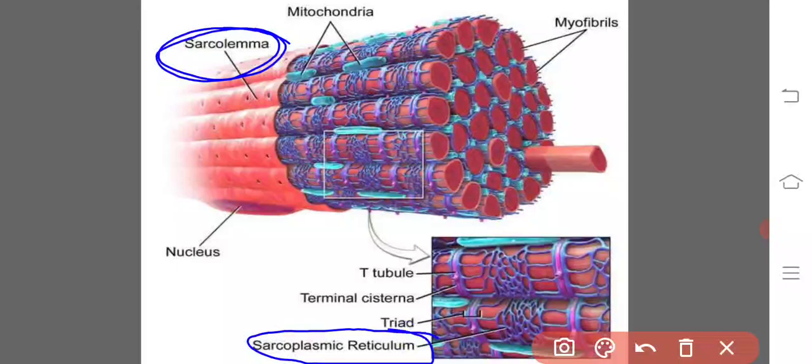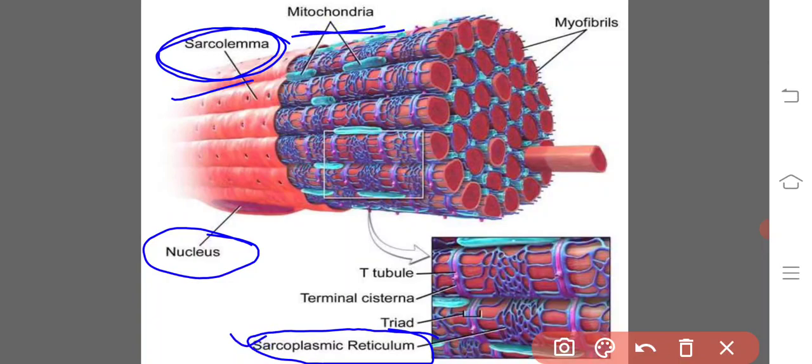So the cytoplasmic covering of the muscle fiber is sarcolemma. Cytoplasm of the muscle fiber is the sarcoplasm. Nucleus of the muscle fiber is the sarcode. Mitochondria of the muscle fiber is the sarcosome, right? And endoplasmic reticulum of the muscle fiber is the sarcoplasmic reticulum. So these are the different terms which are frequently used in the structure of the muscle fiber.